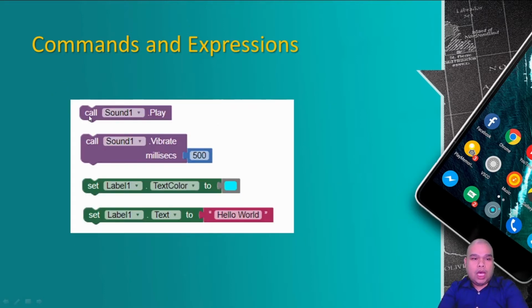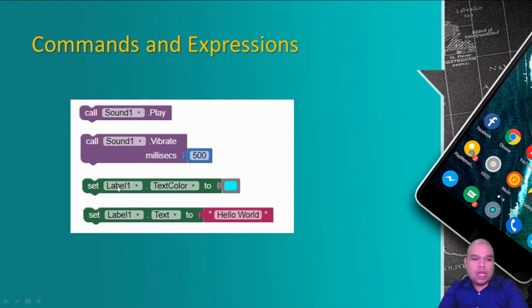We have call Sound1.Play. This command will play your audio, or your Sound1. Then we have the second command, call Sound1.Vibrate for a particular number of milliseconds. So when the sound plays, it will also be vibrating.